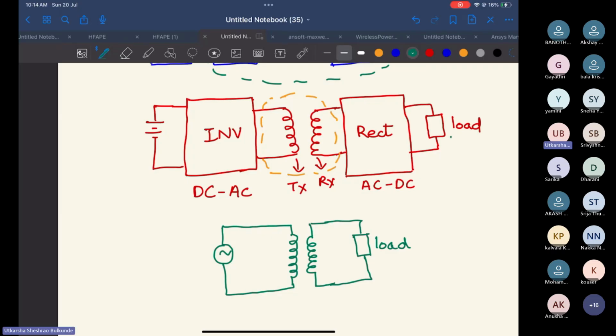So if this is R, and if you have a rectifier, then on the input side, the reflected load will be 8 upon pi square into RL. Understood? So if the output of the rectifier is connected to RL load, and you reflect it on the input side, here, it will be 8 upon pi square into RL.